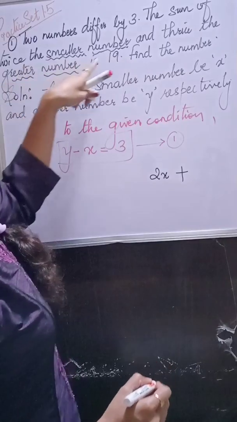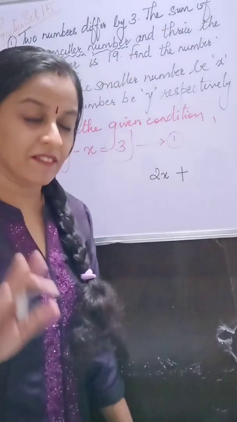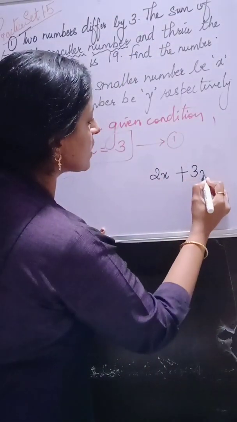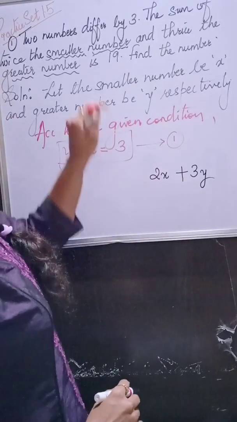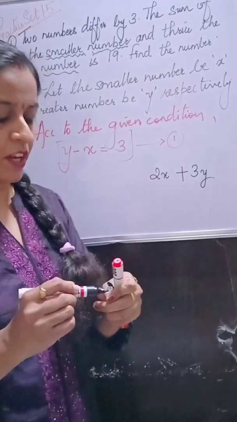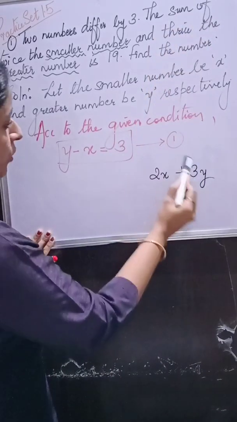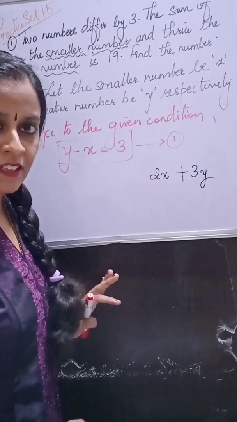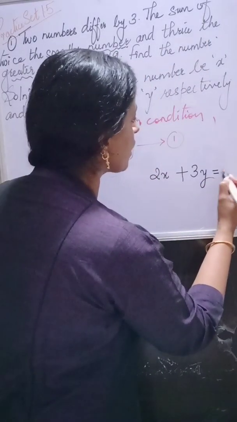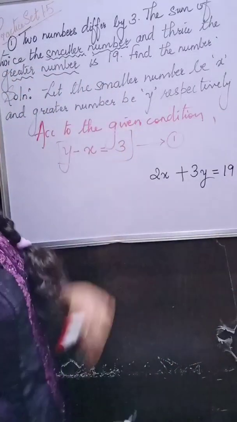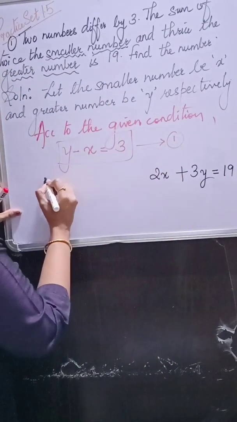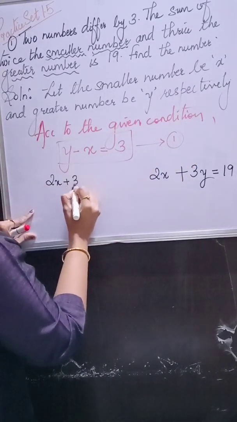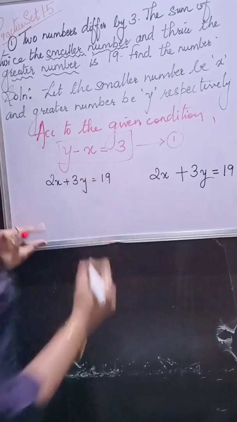2x plus, and thrice the greater number. Thrice means 3 times. Greater number here is y. So we will write thrice means 3y. Once again check: the sum of twice the smaller number and thrice the greater number, that is 3y, is means equal to 19. So we got our second equation: 2x plus 3y is equal to 19.